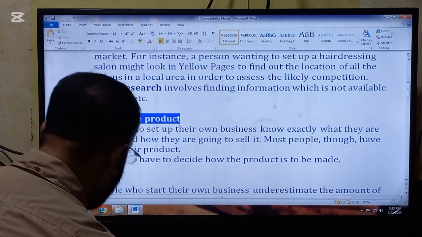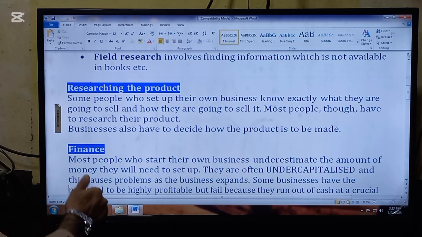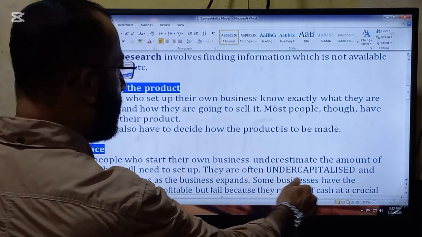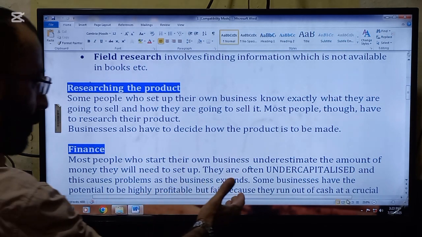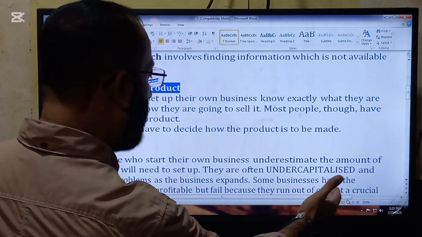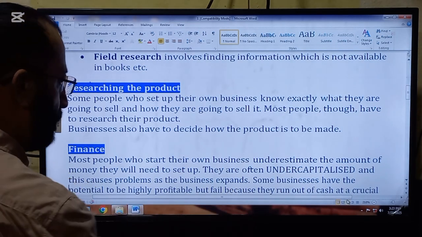The next thing that is important in starting up a business is finance. Most people who start their own business underestimate the amount of money they will need to set up. They are often undercapitalized, and this causes problems as the business expands.